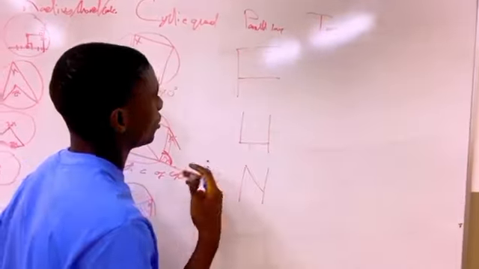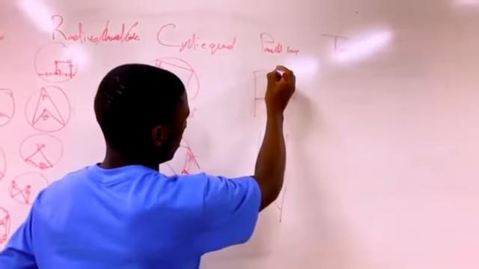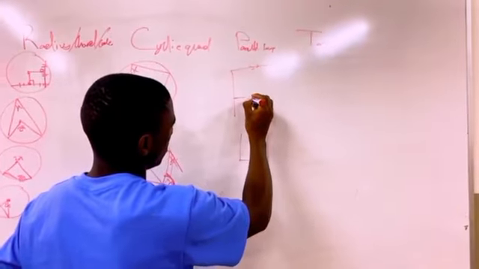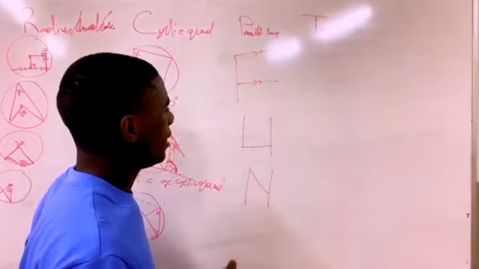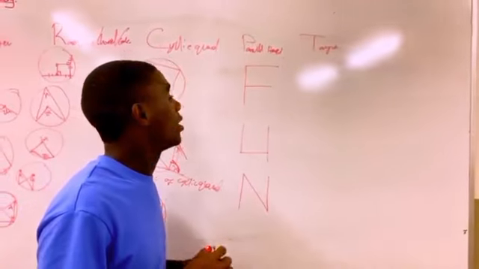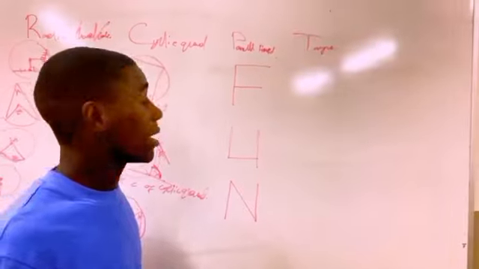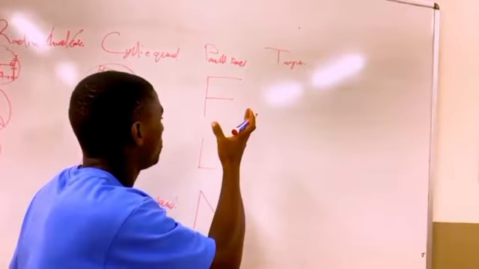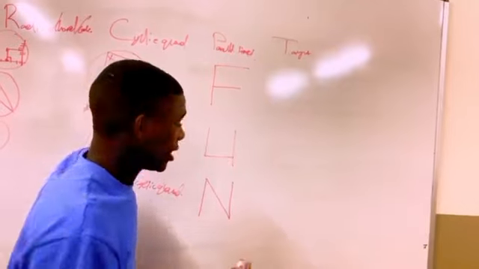Remember, we are talking about parallel lines. This line must be parallel to this one, and this F shape, we continue with our lesson. Now we are going to parallel lines. When we say mathematics is fun, then you have what you call an F shape, which symbolizes corresponding angles.